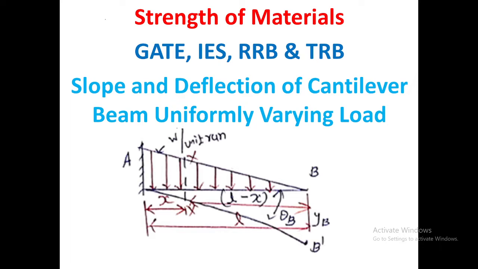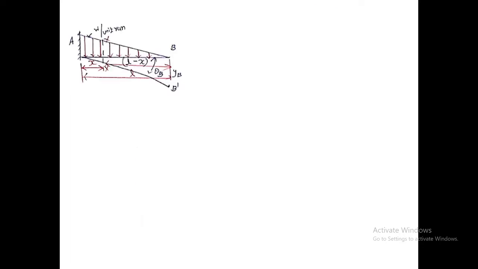Uniformly varying load. Solve by using the double integration method to find the slope and deflection. Using the double integration method, this is a uniformly varying load from 0 to W per unit length at fixed point A.